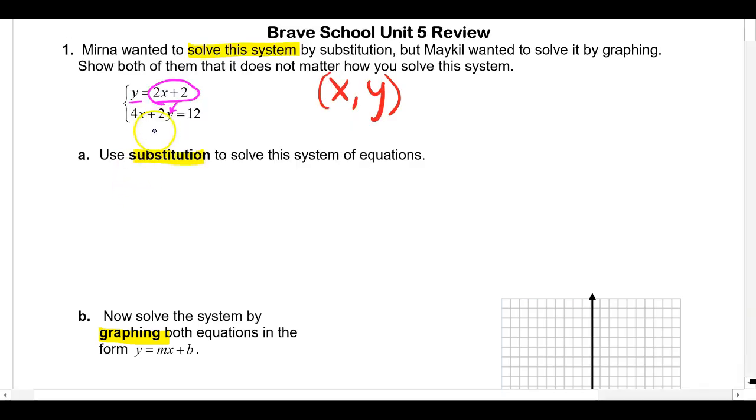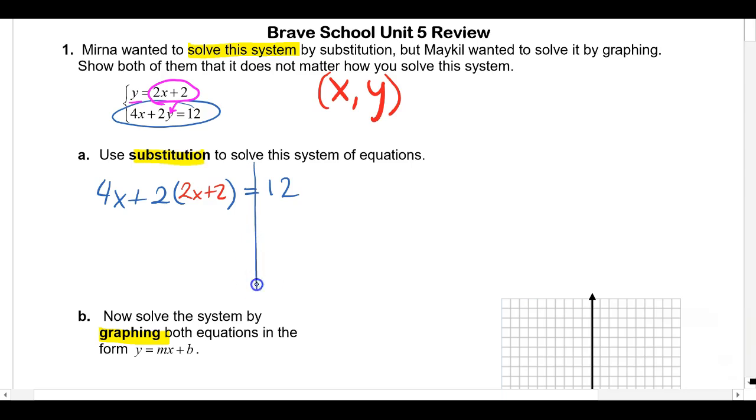So now, let's rewrite this equation. 4x plus 2, and I'm going to plug in 2x plus 2. So if I plug in, remember, write parentheses, and I'm going to plug in 2x plus 2 for y. And notice that I didn't keep y. y is gone. There's no more y. I only have x in the equation now, because I only want to find x the first time.